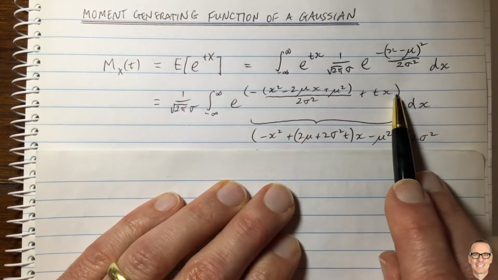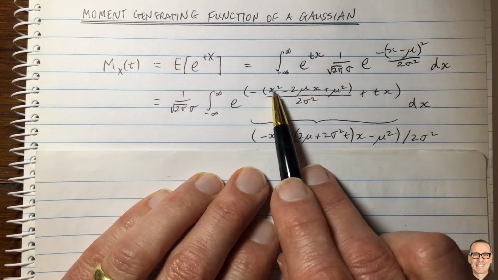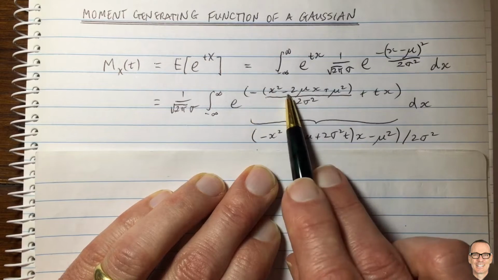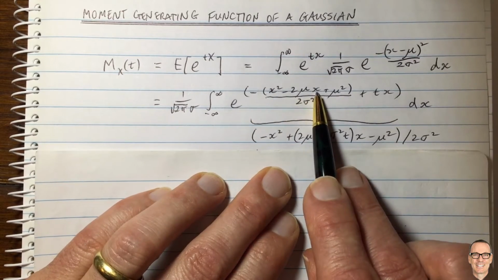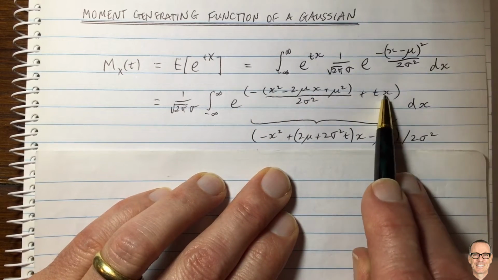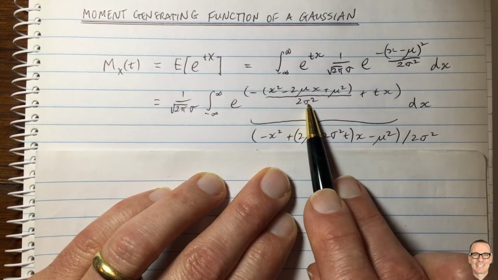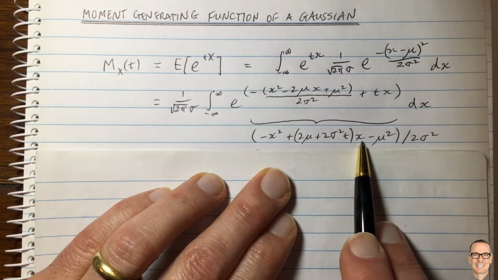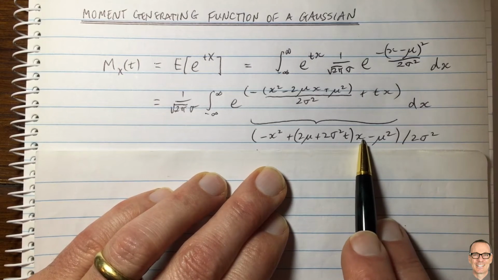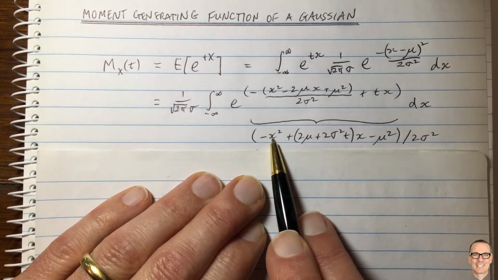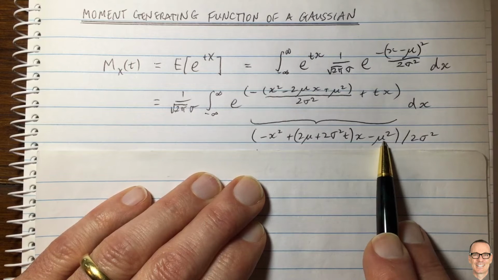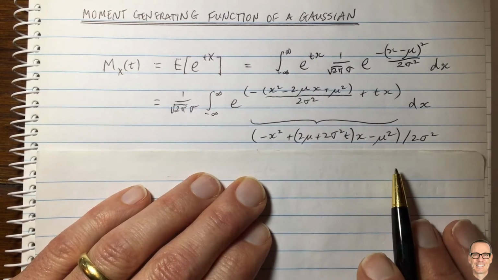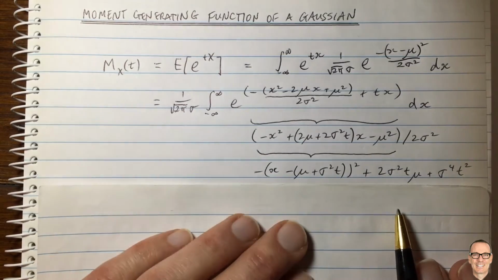I'm just simply looking at this expression in here. We've got the minus x squared, and then the minus with the minus, so we've got 2 mu x, and we've got the tx here. But of course, the tx needs to be put on the top of 2 sigma squared, so we've got 2 sigma squared times t times x. So we've just collected the x terms. Now we have an x squared term, an x term, and another term which doesn't depend on x. So we can complete the square here. Let's do that.